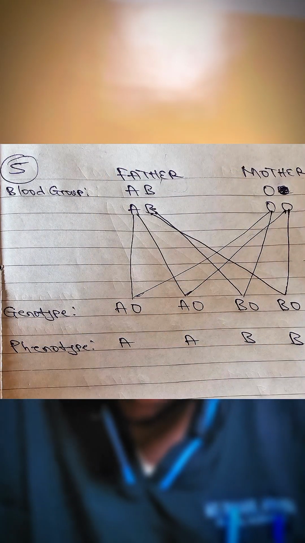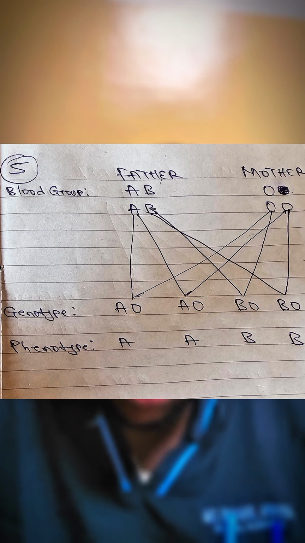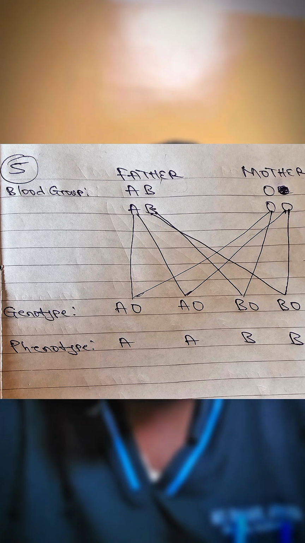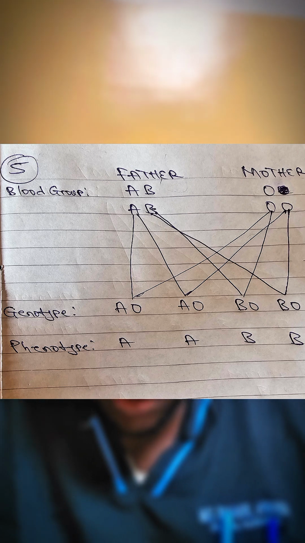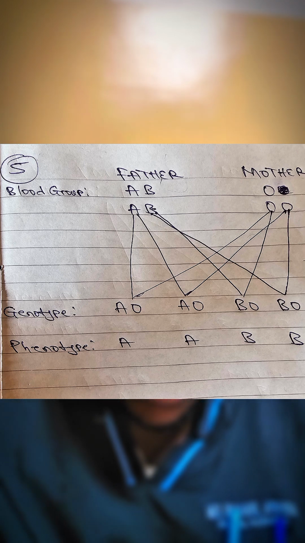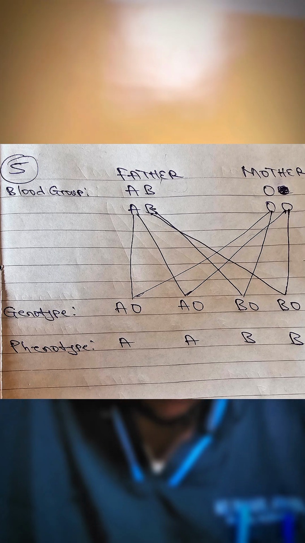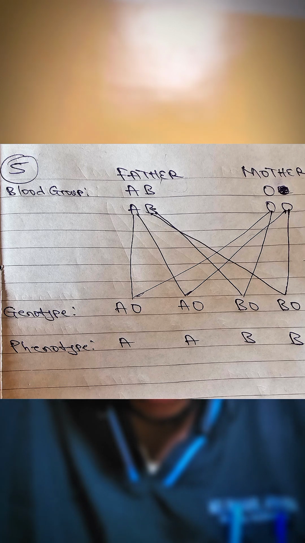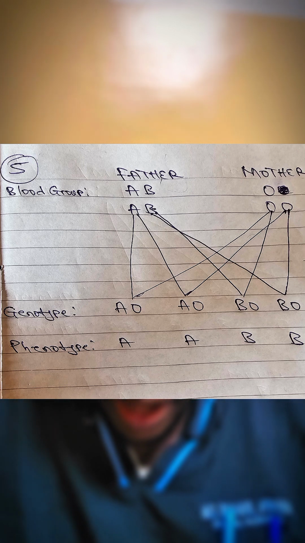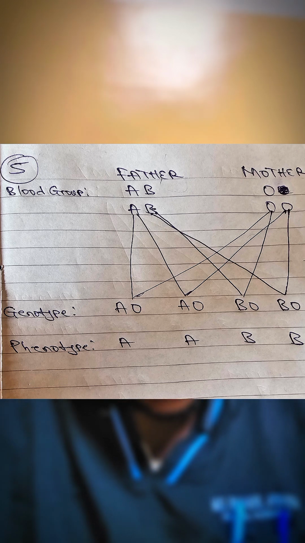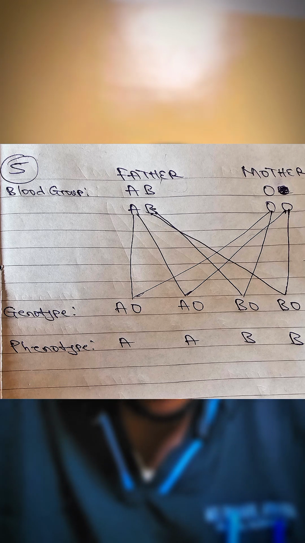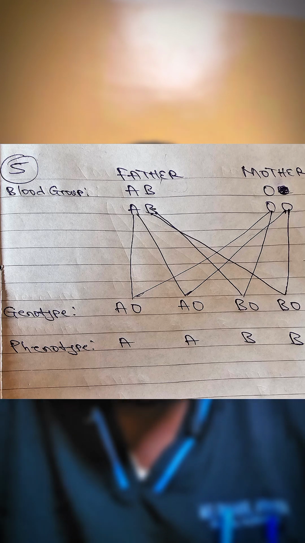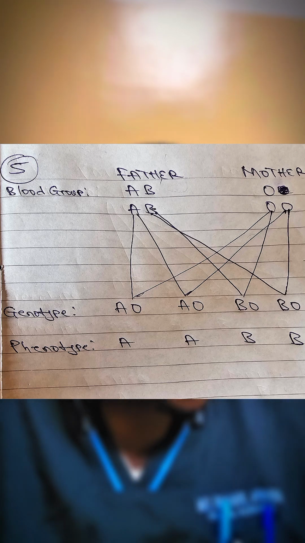Okay, so let's look at case 5. This time the father is blood group AB, the mother is O. So like I said before, for someone to be O, genotypically you are homozygous O. That's OO. Now if they cross, let's look at the probability of children they could give birth to. They have the probability of giving birth to a child who is blood group A, and they also have the probability of giving birth to a child who is blood group B. And whether they are A or B, you see that genotypically all of them are heterozygous.